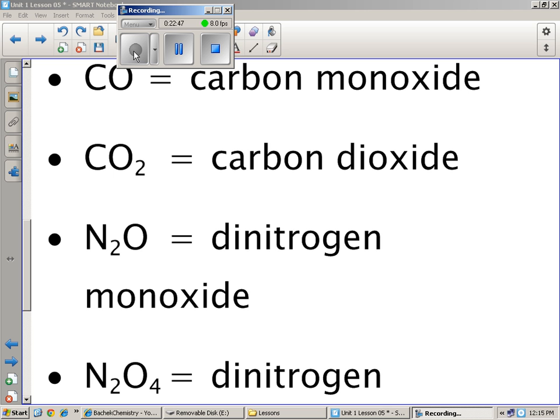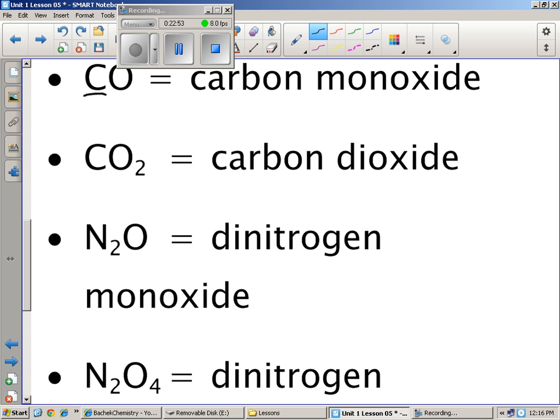Let's start here. So how do we name these, of course? Well, you look at the first one. There's only one carbon here, so I don't need a prefix. One oxygen is mono, and then we have to change oxygen to oxide. So carbon monoxide. One carbon, no prefix. Two oxygens, so di. Oxygen becomes dioxide. So always change the ending to "ide."